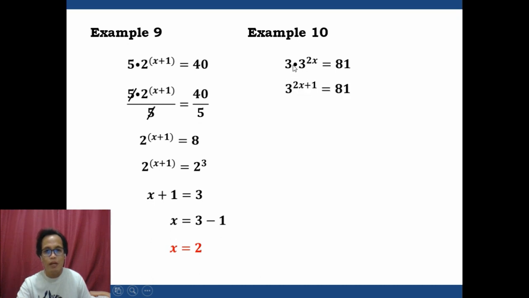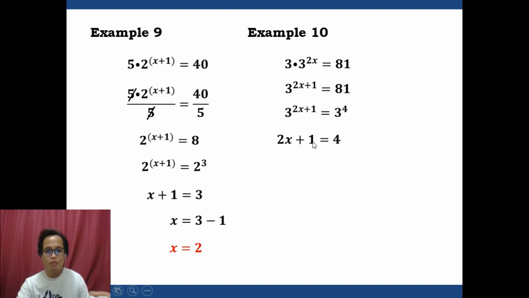The 3 has an exponent of 1. So we copy the base 3, and the exponent is 2x plus 1. Then equals 81. Now, we express 81 to the base 3. What exponent should we put on 3 to get 81? 3 times 3 is 9, 9 times 3 is 27, 27 times 3 is 81. So, our exponent is 4. So, 3 raised to 4. They are now the same base. We leave the 3 and equate the exponent. So, that is 2x plus 1 equals 4.